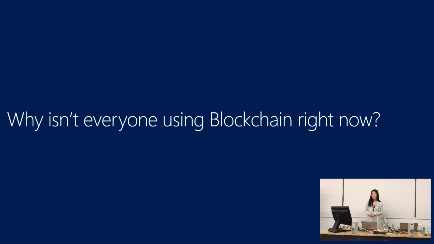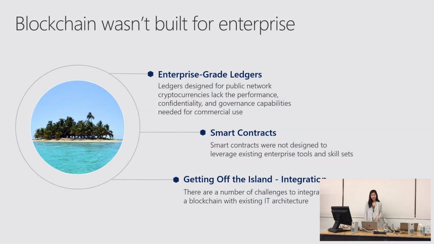So, moving right along, now that we kind of hear about how great blockchain is, you're like, wow, this is awesome. Why isn't everyone using blockchain right now, right? So, the key point here is that blockchain wasn't built for enterprise. At the core, blockchain was built for cryptocurrency, right? If you think about the cryptocurrency world, it's huge networks, no one trusts anyone, and so you run into a lot of issues, such as, a lot of the ledgers that are available today aren't necessarily enterprise grade. For example, ledgers that are designed for the public network lack a lot of things that enterprises care about, such as confidentiality, scalability, and governance, right?